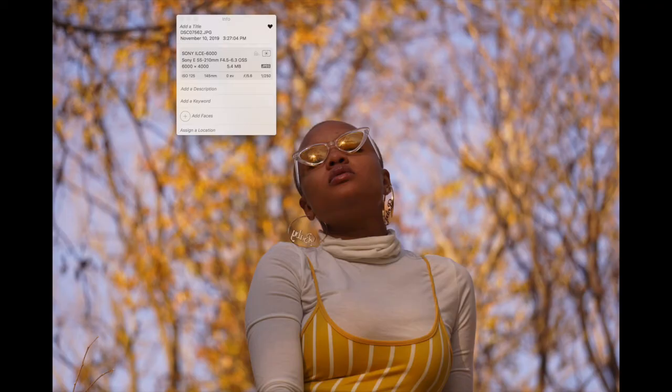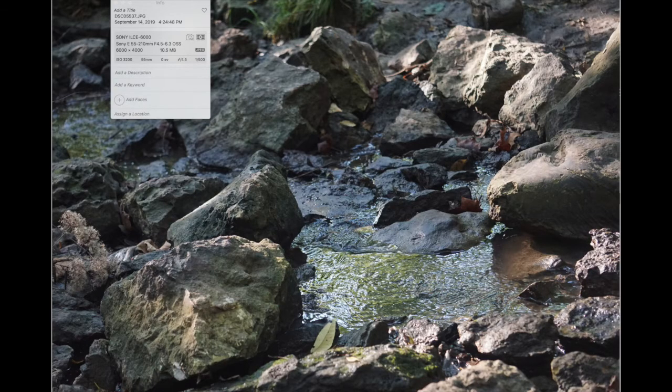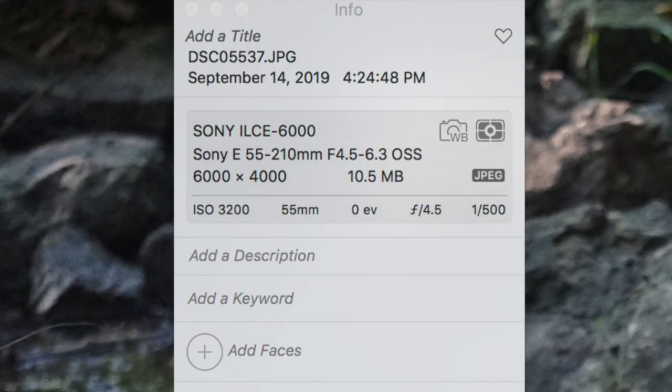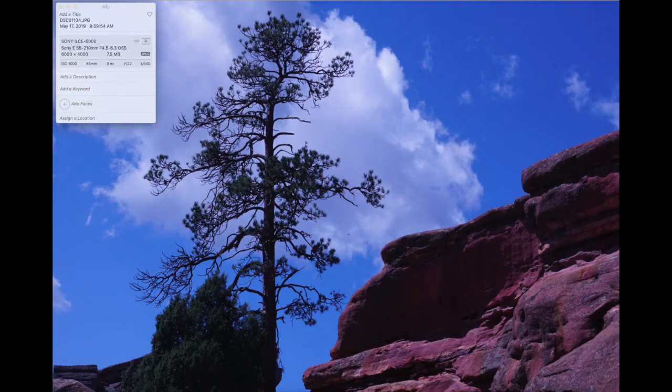F-stop determines the depth of field, which means what your camera has in focus. A shallow depth of field means less is in focus, like this picture, and a deep depth of field means many things are in focus. Not like this picture, but like this one, where everything is in focus.